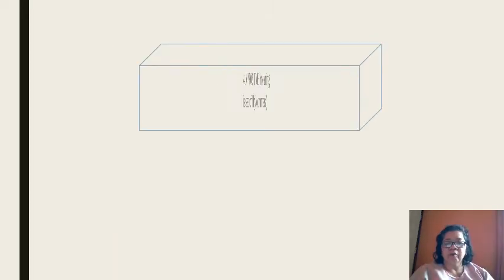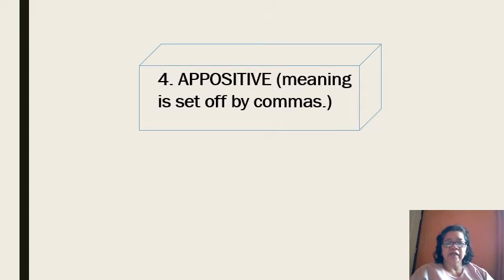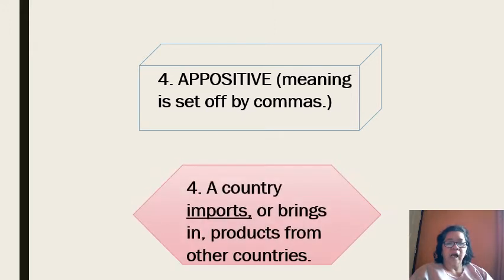The fourth type of context clue is appositive, which means the meaning is set off by commas. An example of this one is: A country imports, or brings in, products from other countries. So what do we mean by imports? Okay, it is brings in. As you notice, brings in is set off by commas. It can be found before and after the meaning.